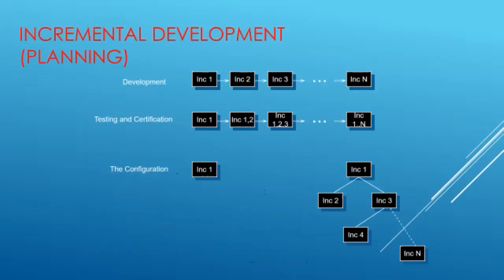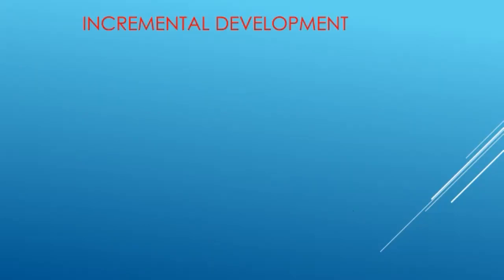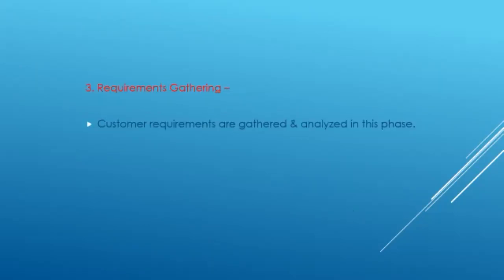Incremental development planning. Here we are planning the increments. First one, development. In that we are taking a number of increments, that is 1, 2, 3 up to n. In the testing and certification, these increments are tested and certified, and finally the configurations are carried out. Incremental development. Requirement gathering. Here, customer requirements are gathered and analyzed in this phase.